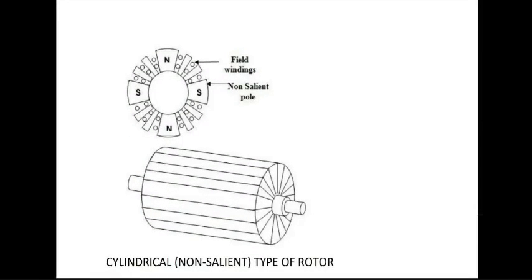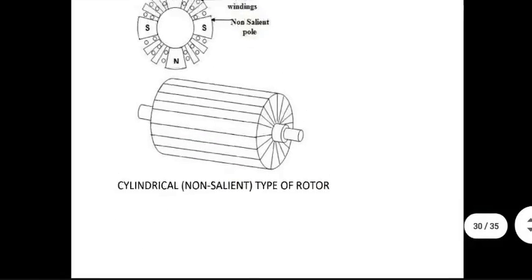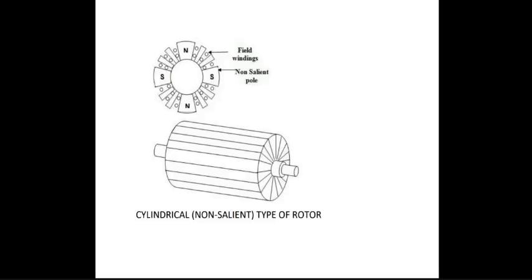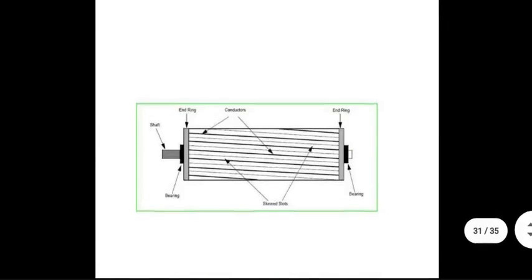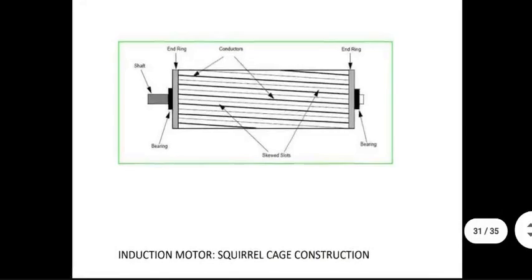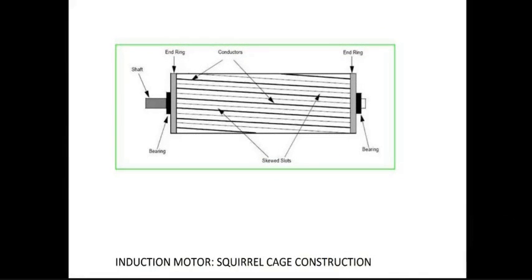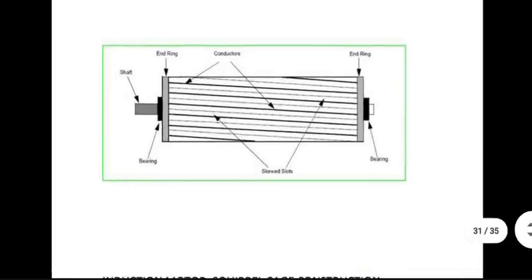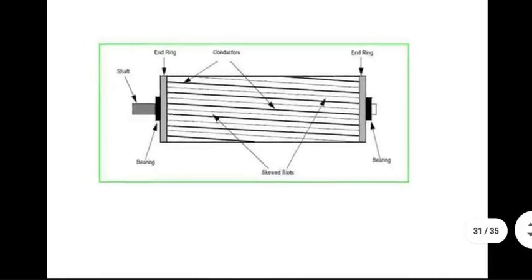Basically, poles are stimulated here using electromagnetic windings. Non-salient construction essentially means you don't see poles physically. This is called squirrel cage construction. I had tried to draw it in my notes, but I have taken a very good picture here. You have solid aluminum bars running through at a slight angle compared to the axis of the cylinder, and there are short circuiting rings on both sides.